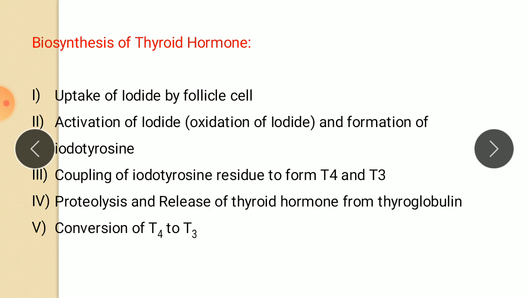In that, the first step is uptake of iodide by follicular cell. Second step, activation of iodide, that is oxidation of iodide and formation of iodotyrosine. Third step, coupling of iodotyrosine residues to form T4 and T3. Fourth step, proteolysis and release of thyroid hormone from thyroglobulin. And the last step is conversion of T4 to T3. So now let us discuss these steps one by one.